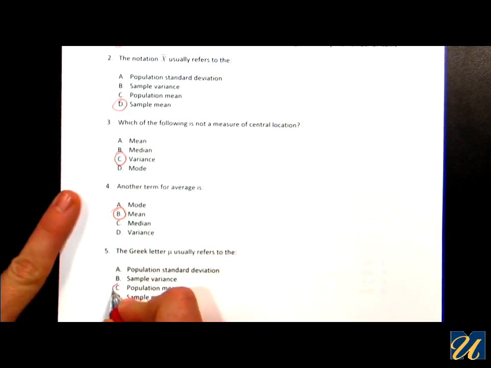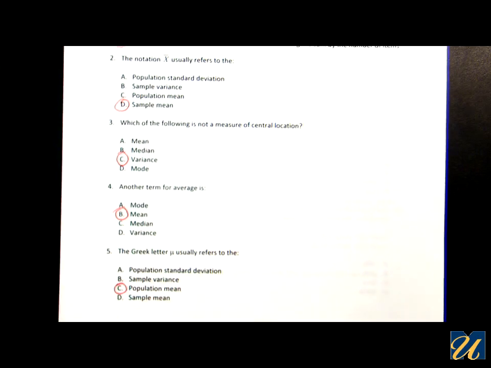We mentioned before that Greek letters are used for population parameters, for population measurements. So any measurement that derives from a population, we use Greek letters to represent them.